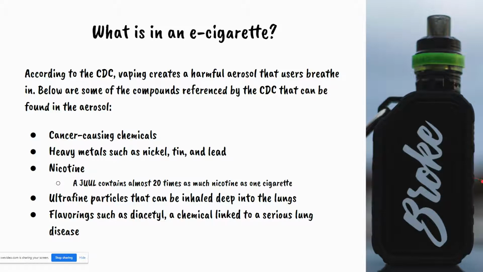All right, so what is in an e-cigarette? The Centers for Disease Control tells us that vaping creates a harmful aerosol that the user breathes in. Some of the compounds found in it are cancer-causing chemicals and heavy metals like nickel, tin, and lead. A Juul contains almost 20 times as much nicotine as one cigarette. That's a highly alarming statistic right there. 20 times as much nicotine, so you're going to become addicted way quicker.